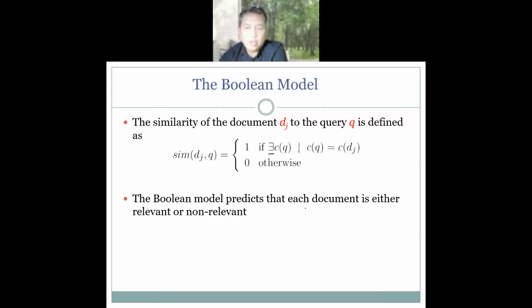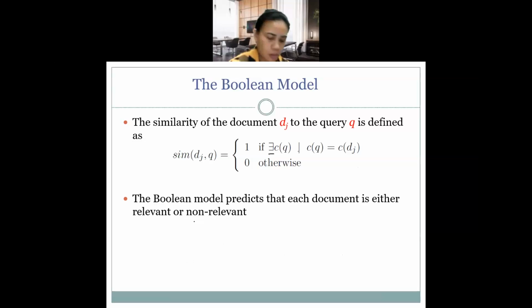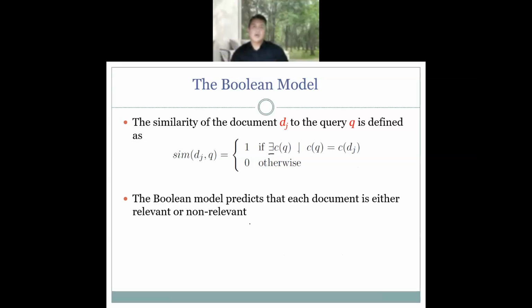So the Boolean model predicts that each document is either relevant or not relevant, meaning yes or no. Yes, they are relevant, and no, they are not relevant. There is no degree of relevancy, meaning that this document is 90% relevant to the query, or this document is 50% relevant to the query. There is no such measurement. So we cannot do the ranking here. Either they are similar or not similar.